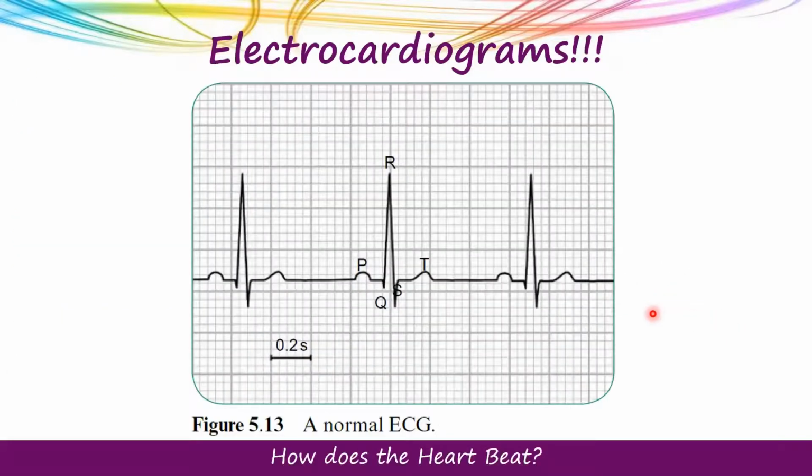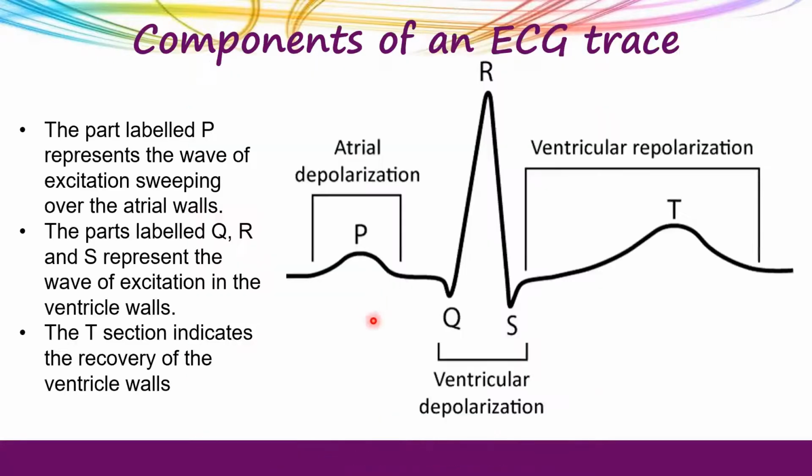So here you're looking at an electrocardiogram. Each one of them is called a trace. This is one trace, this is another trace. And it has labeling at the P. This is known as the QRS complex, and then comes T. We will see what that means, these components of an ECG trace.